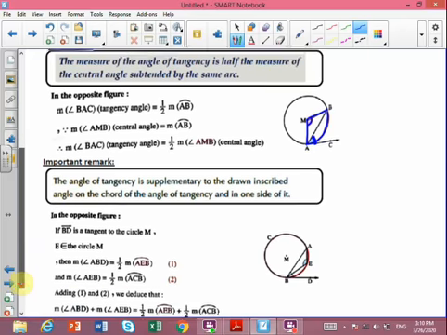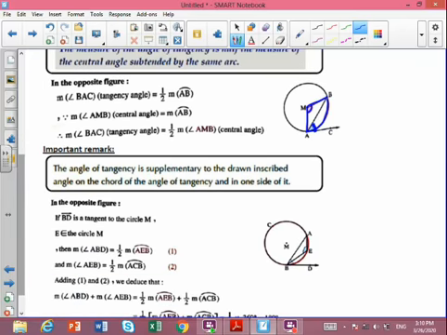A very important remark here is that the angle of tangency is supplementary to the drawn inscribed angle on the chord of the angle of tangency. This is the chord of tangency, and this is the inscribed angle on the chord, on one side of it. So the inscribed angle on the chord and the angle of tangency are supplementary. Why are they supplementary?